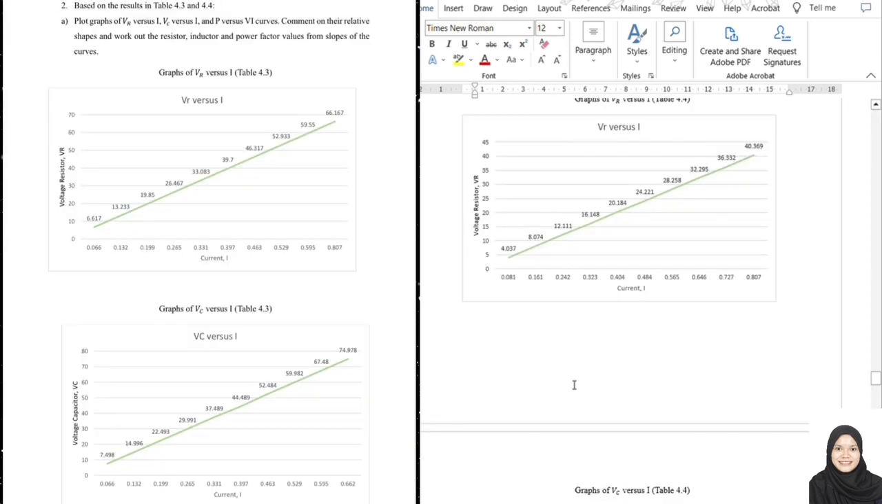For question number 2, we have to plot the graph of VR versus I, VC versus I, and P versus I. The difference for question number 2 is that we need to do the capacitor part, meanwhile for activity number 1, we needed to do the inductor part.